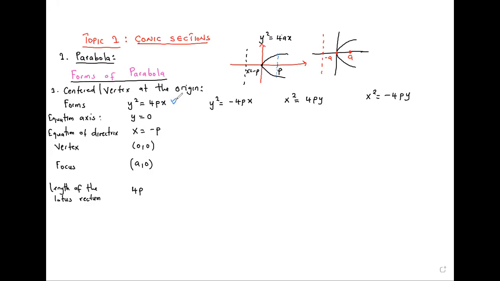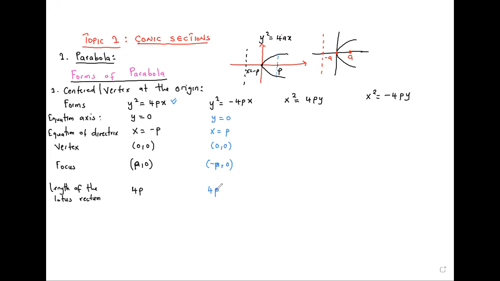The next one, if y squared is equal to negative 4px, then we'll have the same axis, y is equal to 0. The directrix will now change. It will be x is equal to p. The vertex will still be the same, 0, 0. The focus will also change. It will now be negative p, 0. Also here we used a, it's supposed to be p. So it will be negative p, 0. And then the length of the latus rectum is still 4p. This is for the y squared.